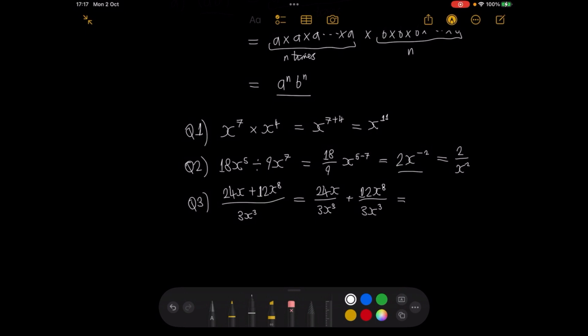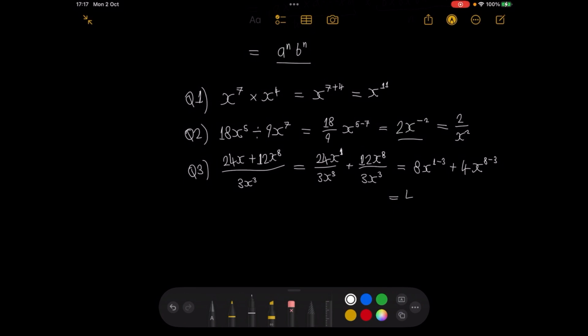So 24 divided by 3 is 8, and x divided by x cubed is x to the power of 1 minus 3. Just remember, x by itself is x to the power 1, and the 3 is on the bottom. And then the second term, 12 divided by 3 is 4, and we have x to the 8, and then 3 on the bottom, so minus 3.